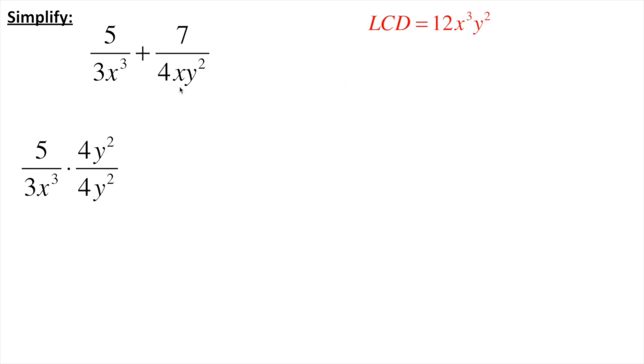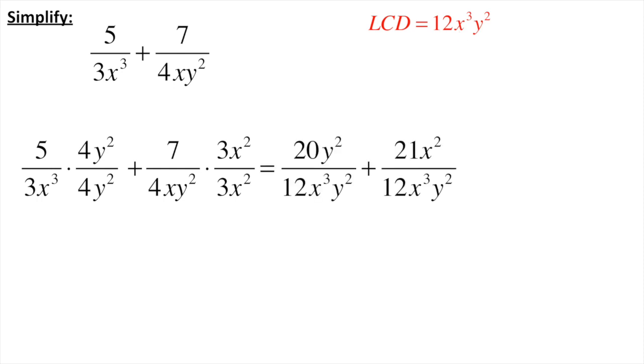Now I look at this second one, and I've already got 4xy squared. So I need to multiply by 3, that's for sure. For the x's, I already have 1x, so I need to multiply by x squared. And I don't need to multiply by any y's, I've already got my y squared there. So I'm going to multiply top and bottom by 3x squared, because x squared times x will give me x cubed, and that's what we need.